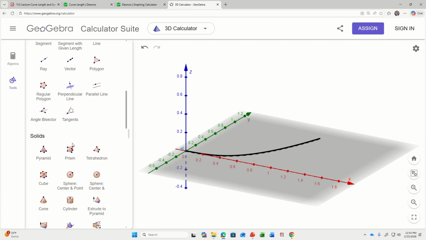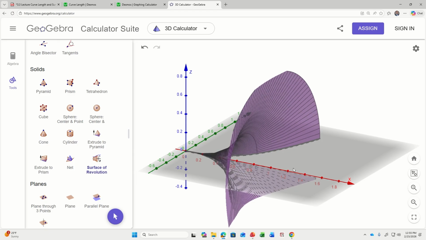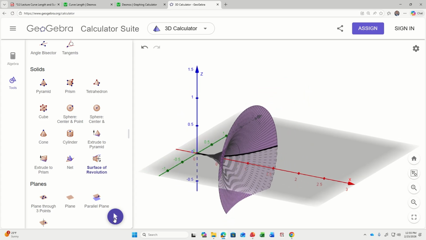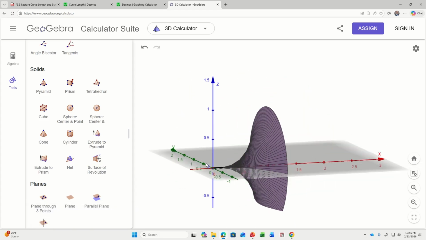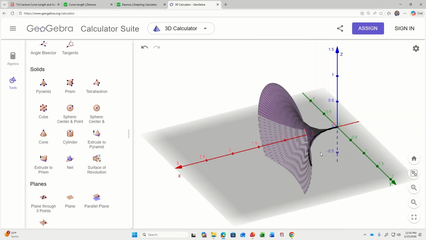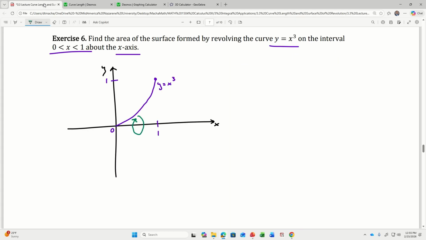And then you want surface of revolution. Grab that sucker and boop. Okay, that's the surface. We're wondering what is the area of this surface. Looks like a French horn to me, if you're a band nerd.